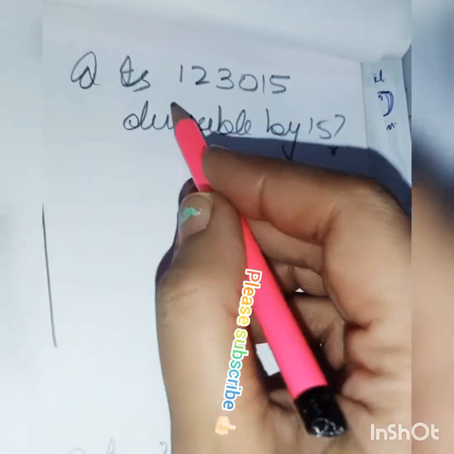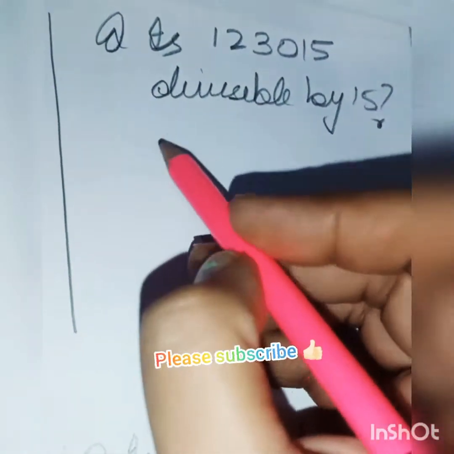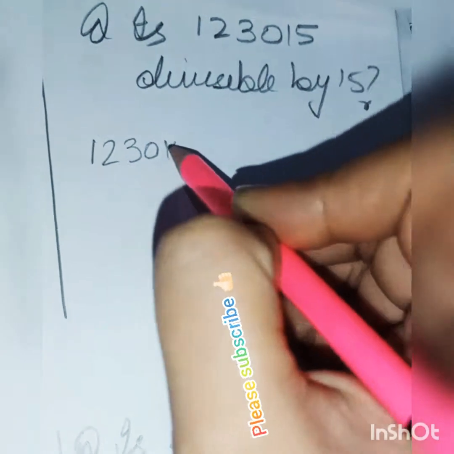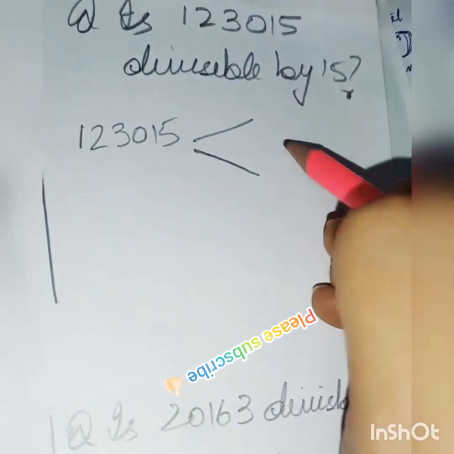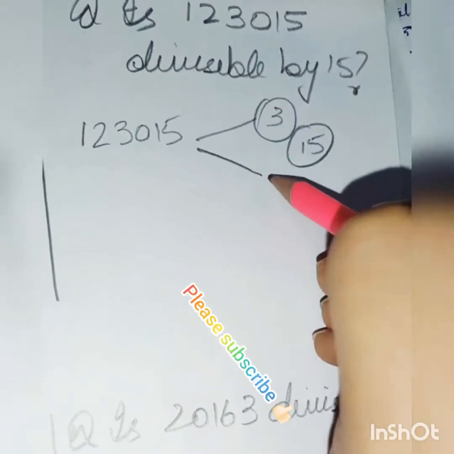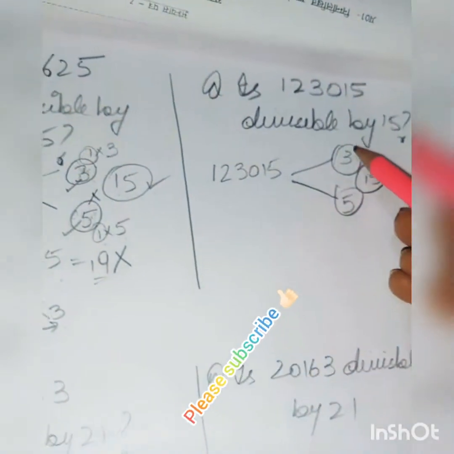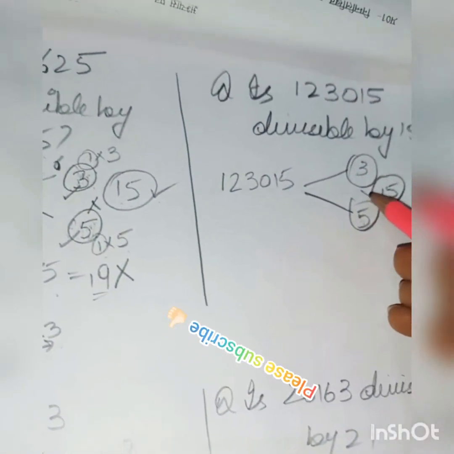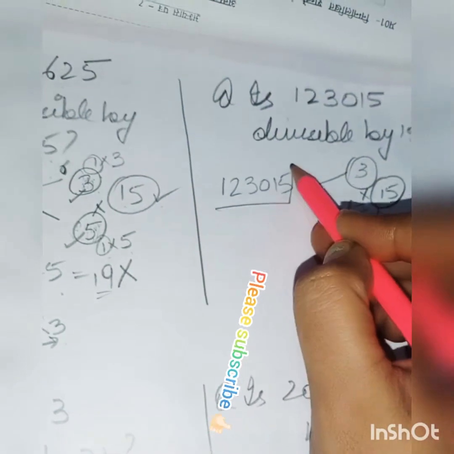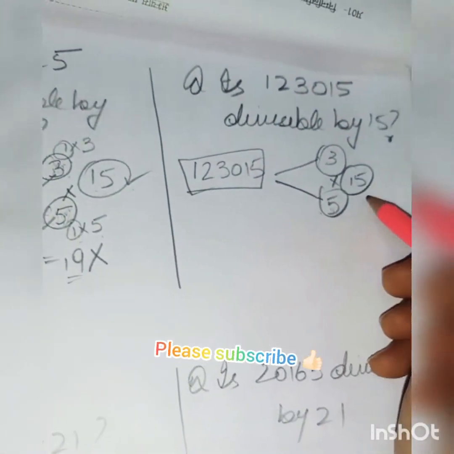ठीक है. Now another question is 123015. Is 123015 divisible by 15? ये भी वही लॉजिक लगेगा. 123015 को हमें 15 से देखना है, तो 15 को हम स्प्लिट कर देंगे 3 into 5. Now as per this sum we know that 3 and 5 they are the co-prime numbers, so इनका product होता है 15. Now if this number is divisible by 3 and 5 both, then it will be divisible by 15 also.